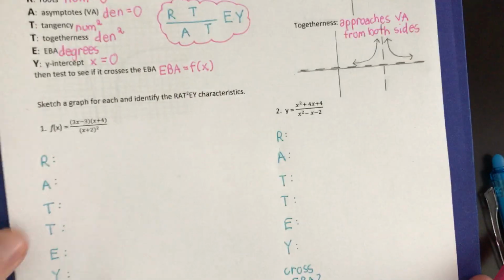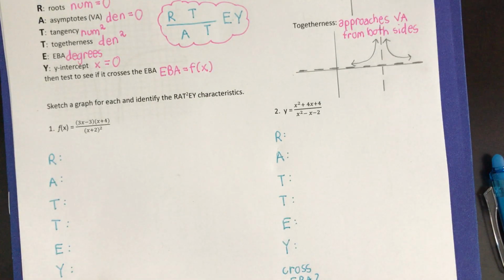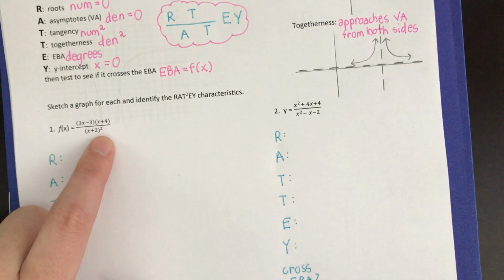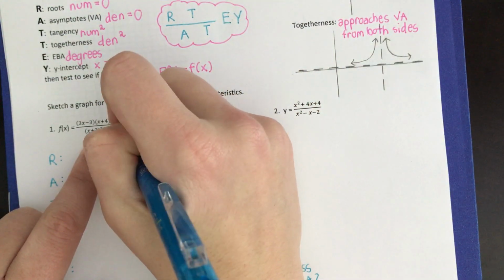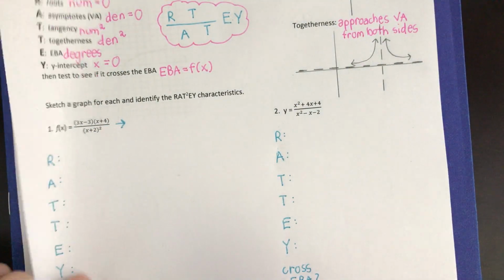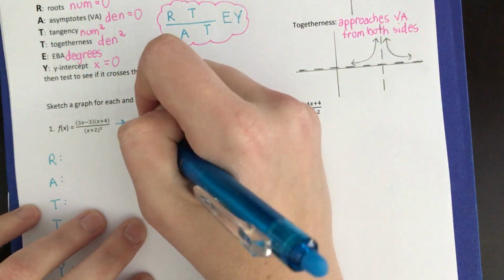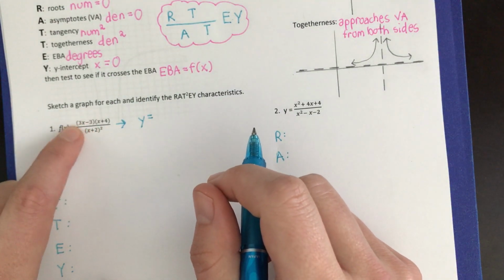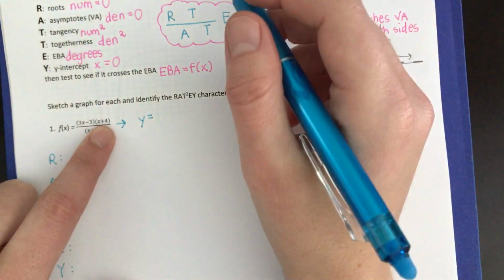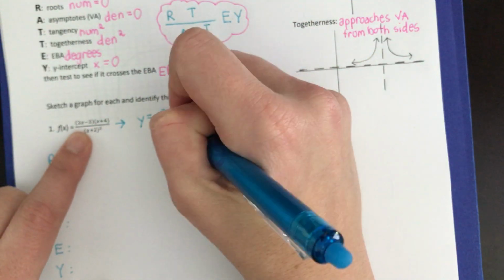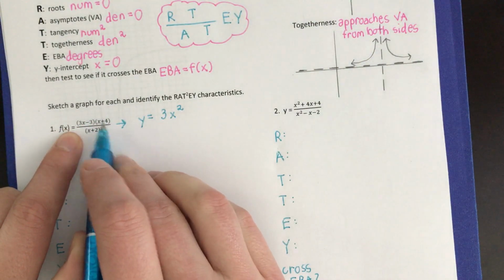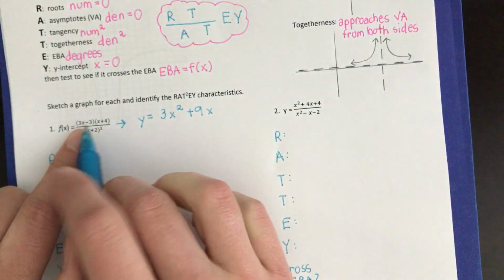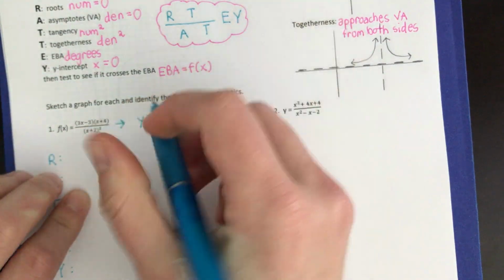Sketch a graph for each and identify the RADY characteristics. So remember, we want to see this rational equation written both in factored form, but also where the numerator and denominator are both in standard form. So we are going to multiply, FOIL, the quantity 3x minus 3 times the quantity x plus 4. And when we do, we'll get 3x squared. The outer would be 12x, the inner would be negative 3x, and 12x minus 3x would be 9x. And then negative 3 times 4 would be negative 12.